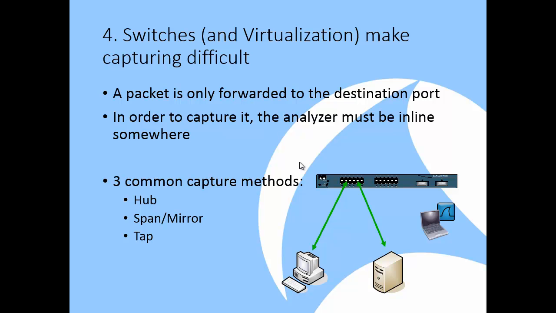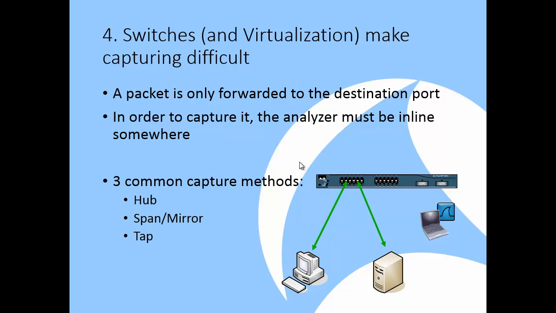Switches and also virtualization can make capturing difficult. Now remember that when we're using a layer 2 Ethernet switch, a packet that comes into a port will only be forwarded to the destination port as long as that switch knows where that end station, or the next hop along the path, is.